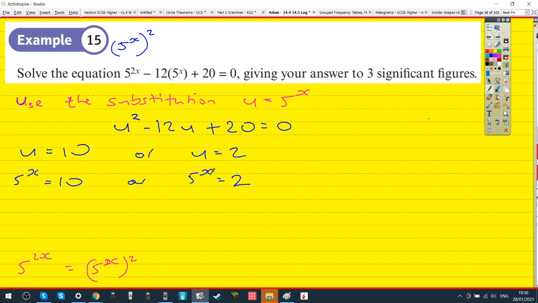So you could write it out as, which one would you use? Does it matter? You'd solve them separately. So 5 to the x equals 10. How would you solve it? Write it in log form. So it'd be log 10 base 5 equals x. And then you work that out.